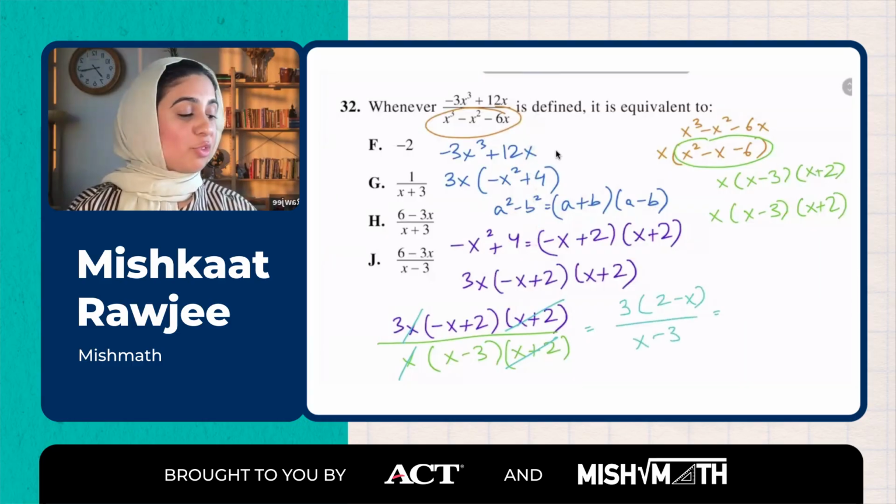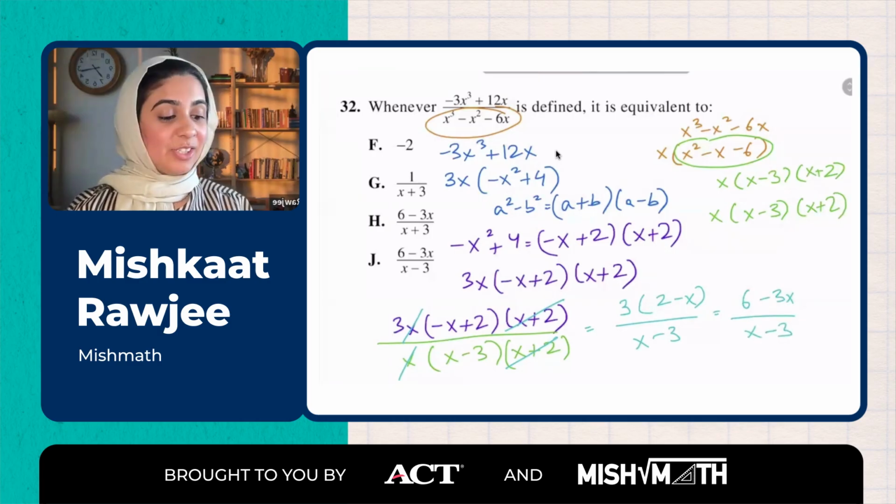We still want to distribute the 3 with the 2 and the negative x, and that would give us 6 minus 3x divided by x minus 3. And then the answer ends up being J.